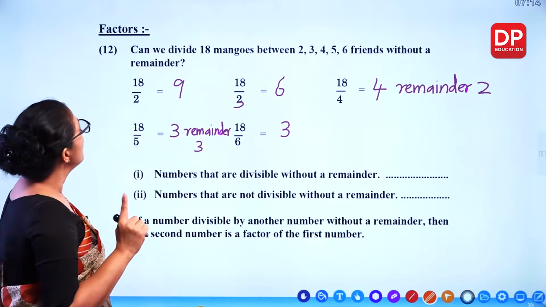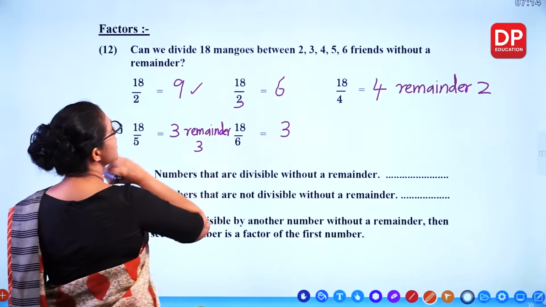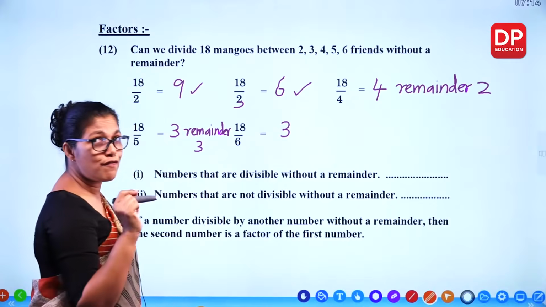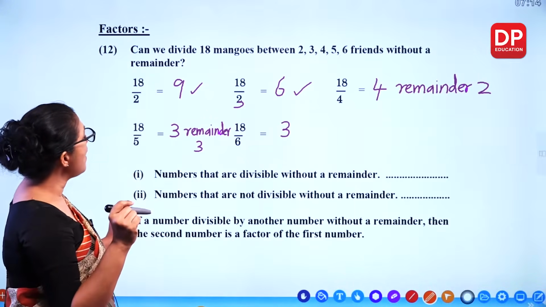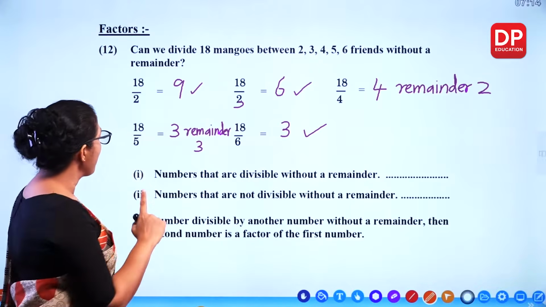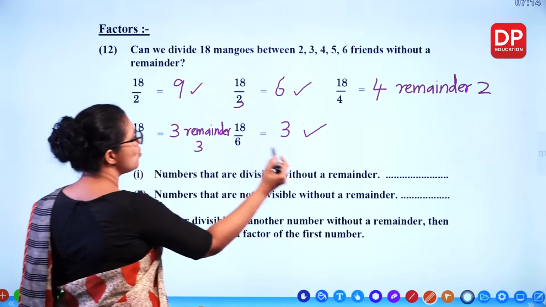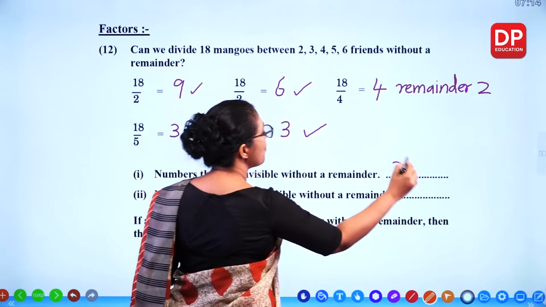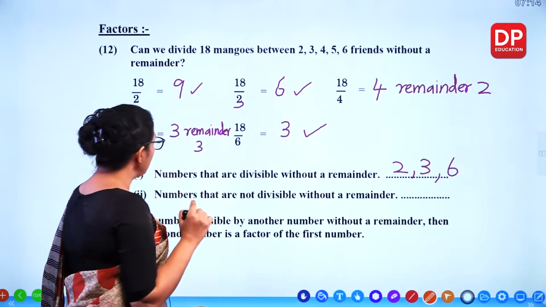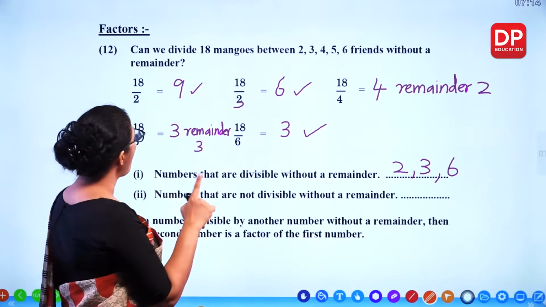So, can we divide 18 mangoes between 2? Yes. 3? Yes. But you can't divide it by 4. Can we divide it by 5? No. But we can divide it by 6. Numbers that are divisible without a remainder, that's 2, 3, and 6. Numbers that are not divisible without a remainder, that's 4 and 5.